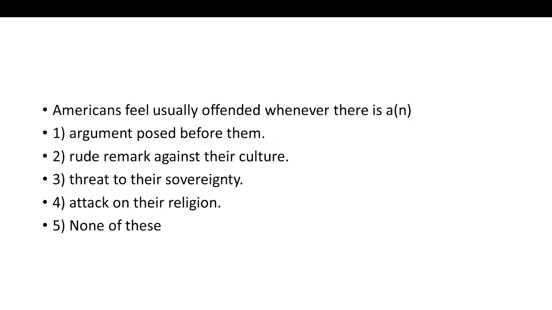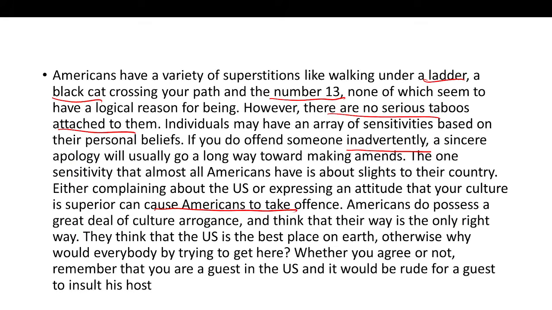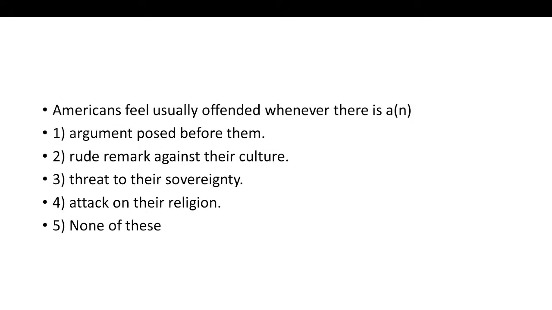And the next one, Americans feel unusually offended when they get offense. Expressing an attitude that your culture is superior can cause Americans to take offense. When will they take offense? Okay, a rude remark against their culture. If you show some attitude in front of them, that will make Americans get offended.